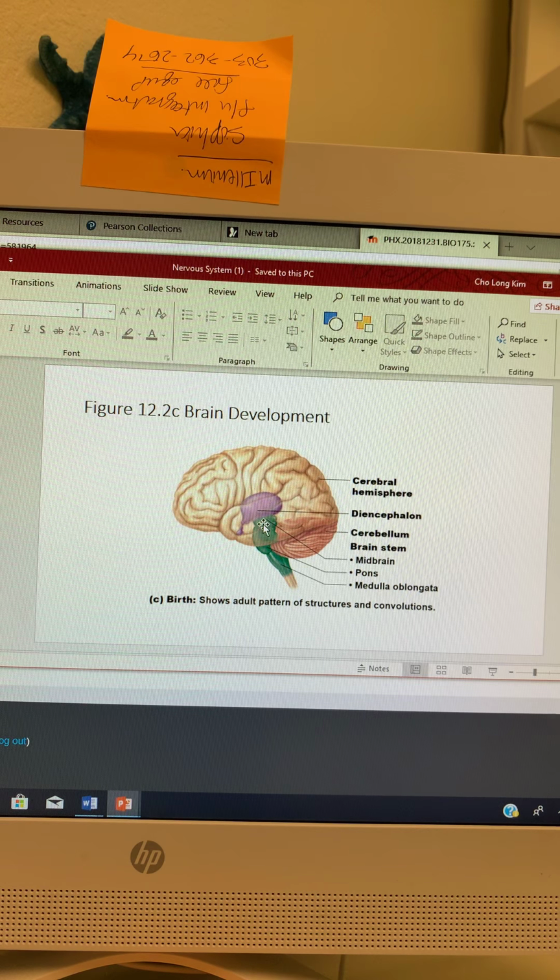So if you look at a different version of this picture, you'll see the midbrain is the top portion, the pons is like a belly portion, and the medulla is at the very bottom there.